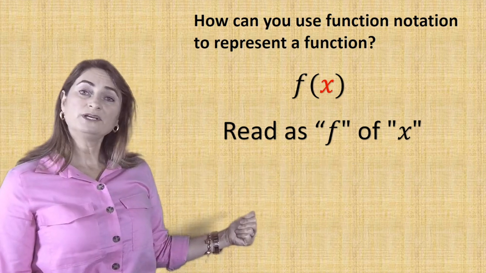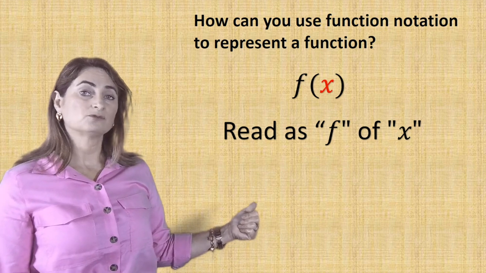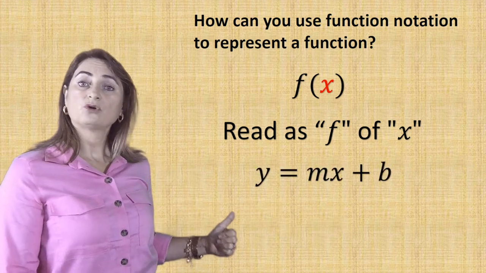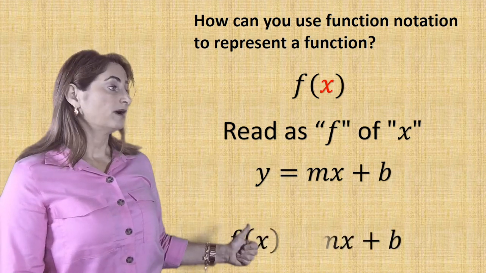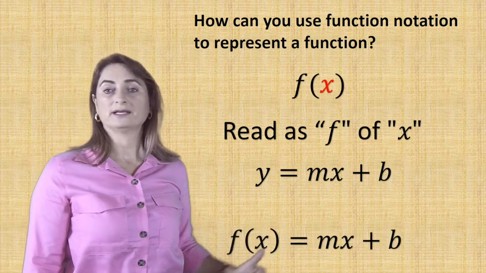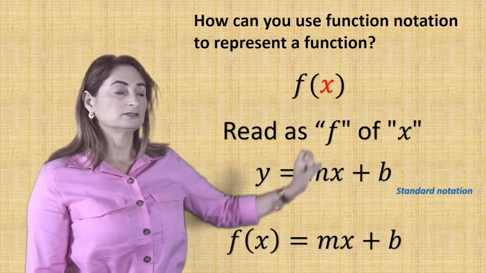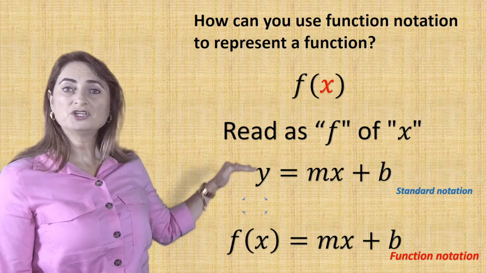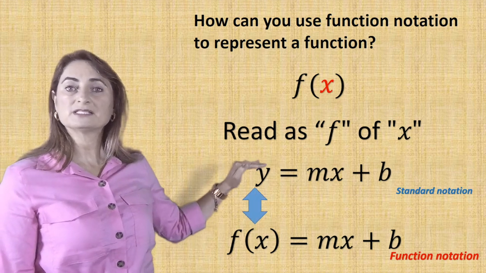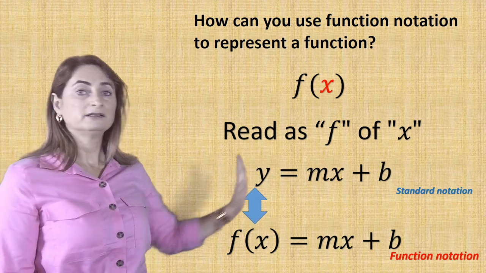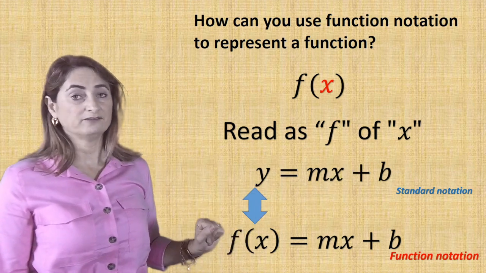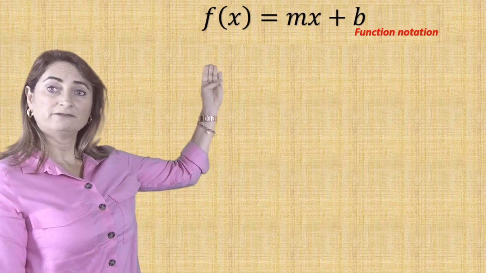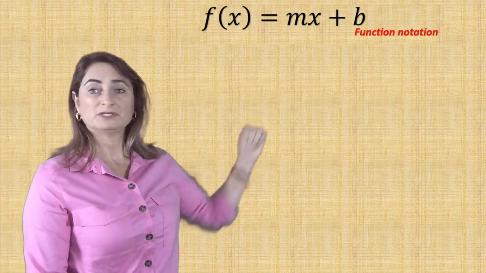So when you write the equation we talked about at the beginning of the lesson, y equals mx plus b, the slope-intercept form, now write f of x equals mx plus b instead of y. This is the standard notation, and this one is the function notation. Watch how the y is replaced by f of x. Nothing on the right side of the equation has changed. So here's the equation in function notation: f of x equals mx plus b.